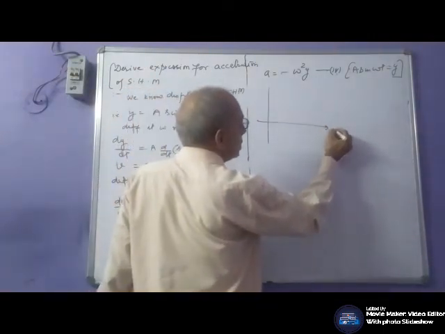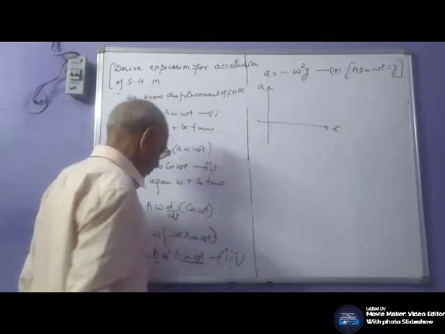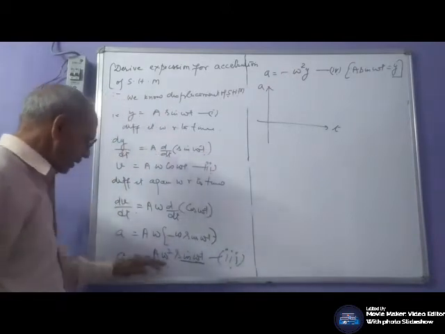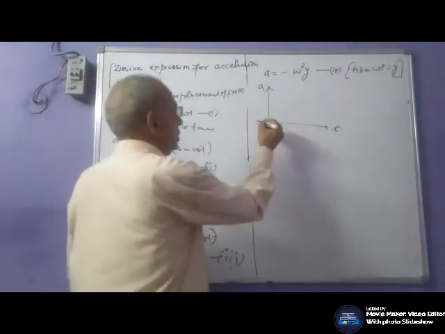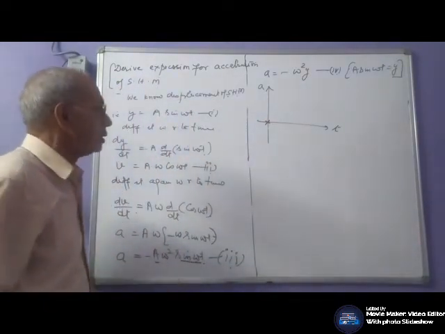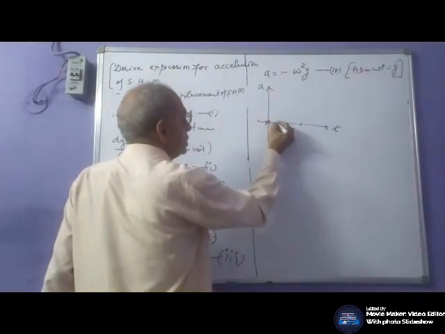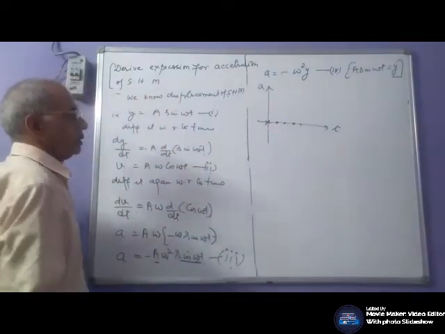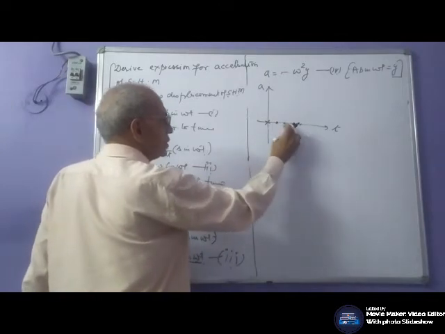Plot. We can draw the plot from here. Time 0. This is time capital T, this is T by 2, this is T by 4, this is 3T by 4.